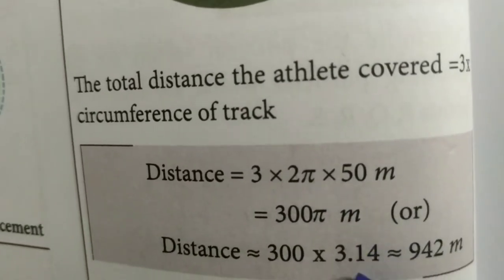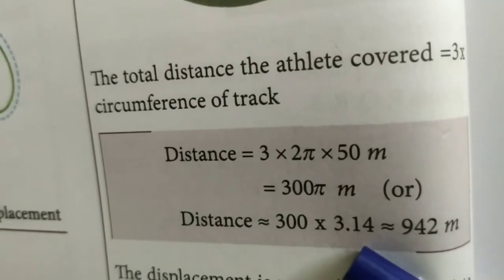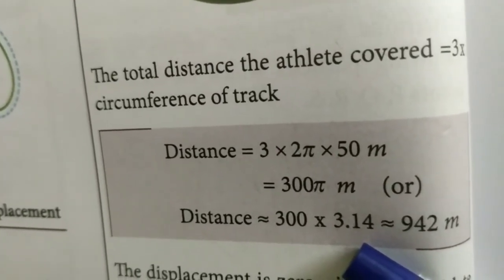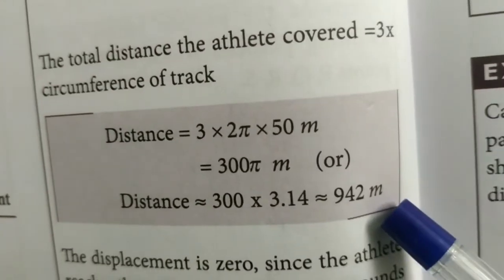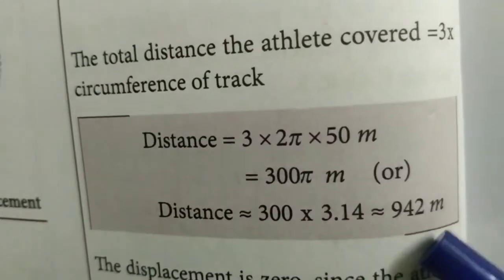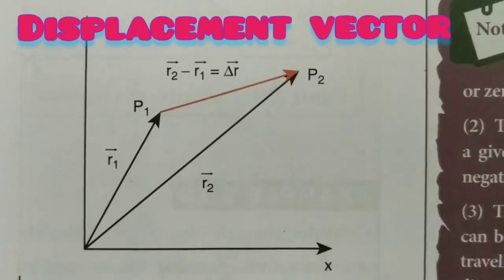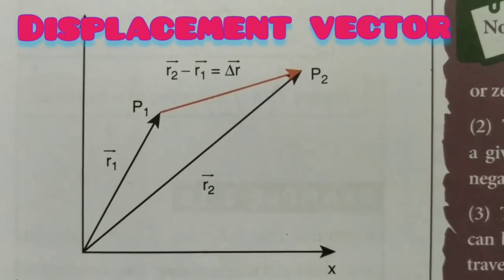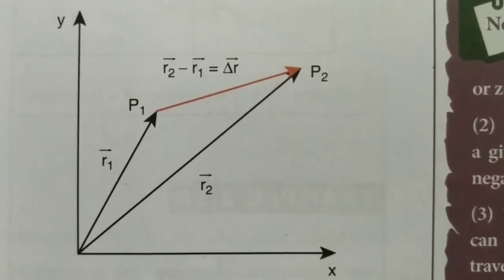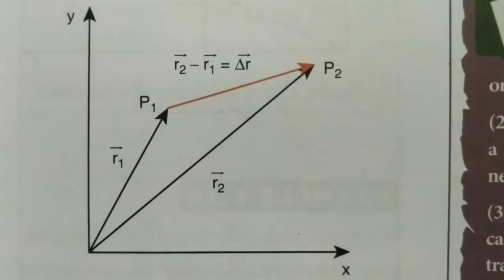Okay, so when we substitute 3.14 for pi, we get 942 meters.